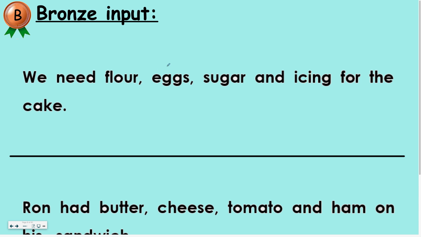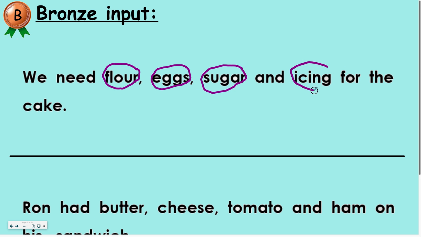So we need flour, eggs, sugar, and icing for the cake. Now, have the commas here been used correctly? So let's have a look. We've got flour. That's one item that we need to make the icing for the cake. We've got eggs, and we've got sugar, and then we've got icing. Okay, so I've got my items here. This is item number 1, item number 2, item number 3, and item number 4.